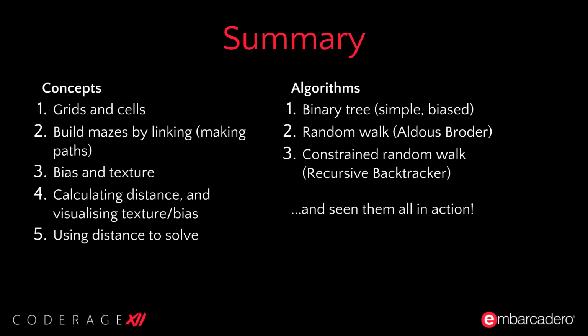We looked at three algorithms. The binary tree was the first one. Simple, quite bad results. Random walk algorithm, Aldous Broder, produced very good mazes, but was quite a bad and inefficient algorithm. And then we improved the random walk with a constraint on how it could randomly walk. And again, there are a number of different algorithms that are constrained random walk algorithms. This one is called the recursive backtracker. More than that, we saw them all in action, live being demoed with code that was in both Delphi and C++.